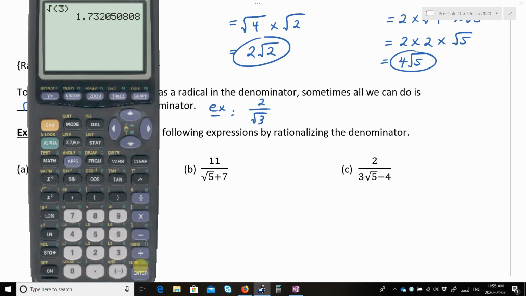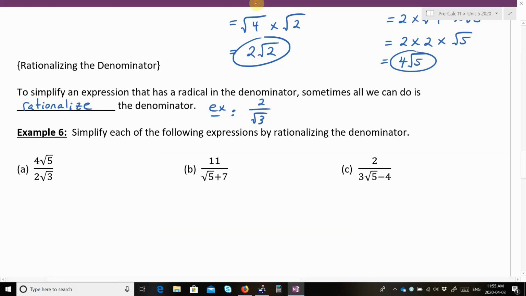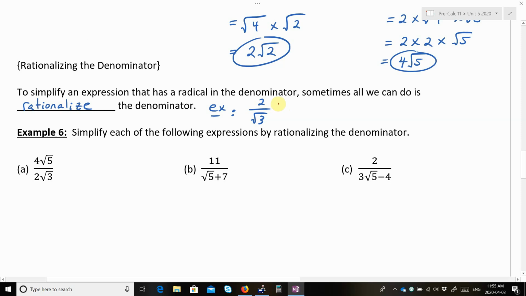And mathematicians, for some reason, don't really like to have irrational numbers on the bottom of a fraction. And so what you do to get rid of the root 3 on the bottom is you just multiply the top and the bottom by whatever was on the denominator. So I have a root 3 on the bottom. I just multiply top and bottom by root 3. It keeps your fraction balanced. It just changes its form.